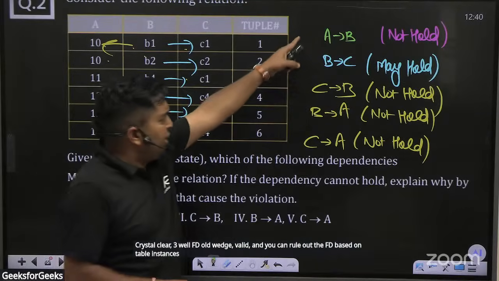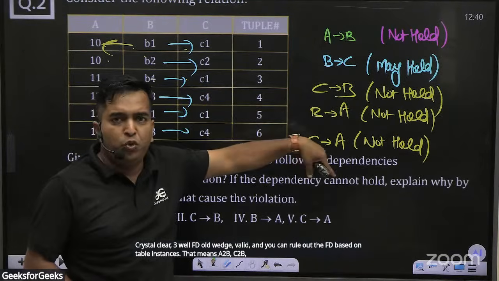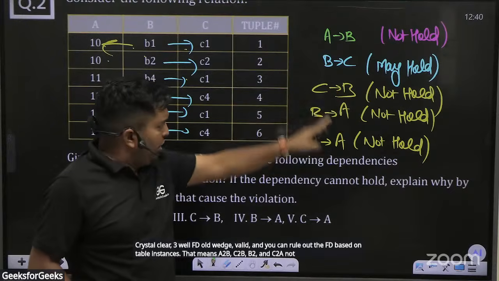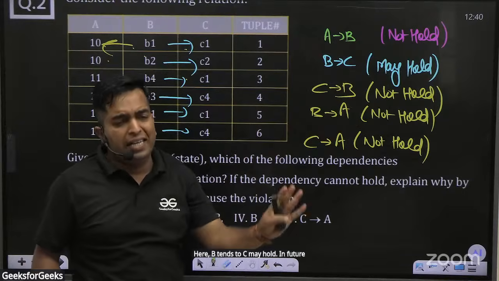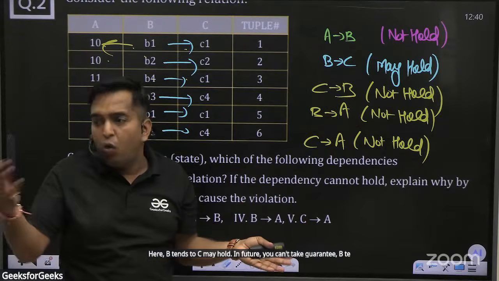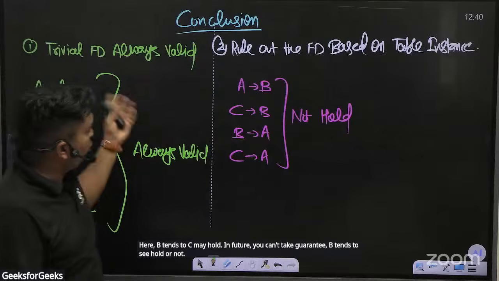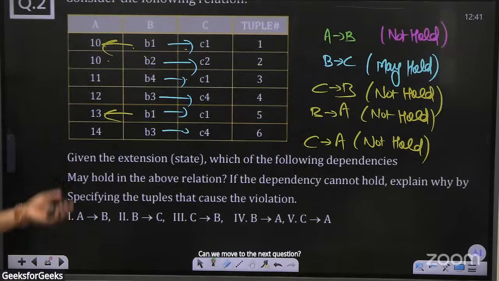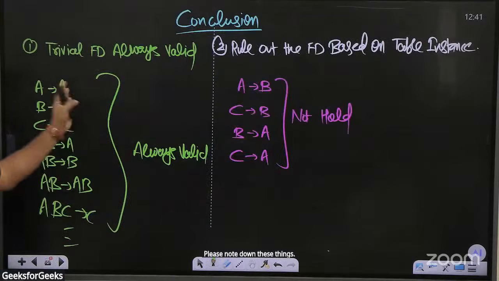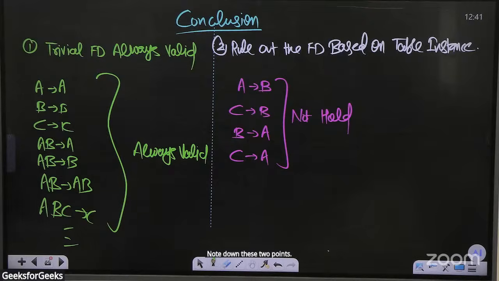That means A to B, C to B, B to A, and C to A do not hold. Here B to C may hold. In future, you can't take the guarantee whether B to C holds or not. So we can conclude only these two things. Crystal clear? Can we move to the next question? Please note down these two points.